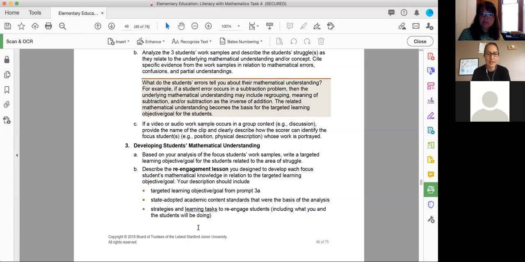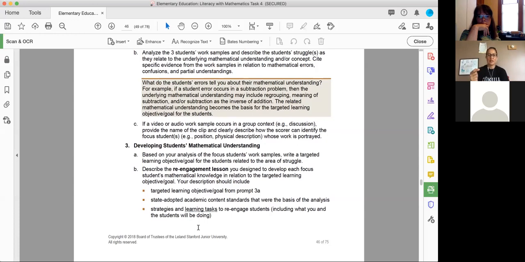And then in B, it says, describe the re-engagement lesson you designed to develop each focus student's mathematical knowledge in relation to the targeted learning objective. Your description should include the targeted learning objective, the academic standards, and then the strategies and learning tasks to re-engage the students, including what you and your students will be doing. So you identify that issue, you write a new learning objective specifically for that, and then you describe the lesson that you created for that, right? So you're not including the whole lesson plan here, you're just describing it, okay?